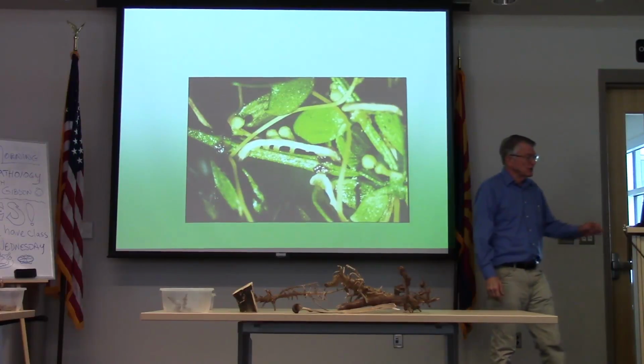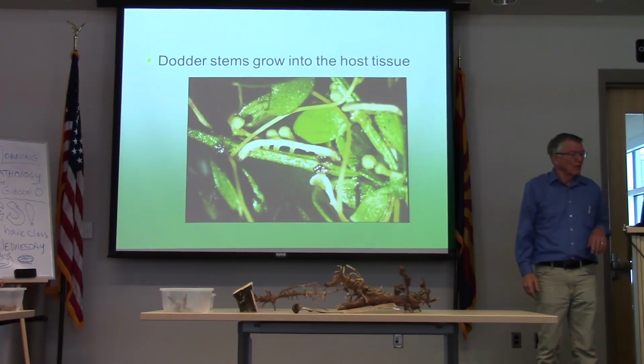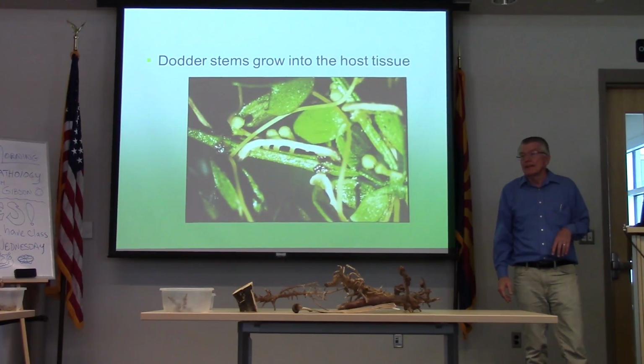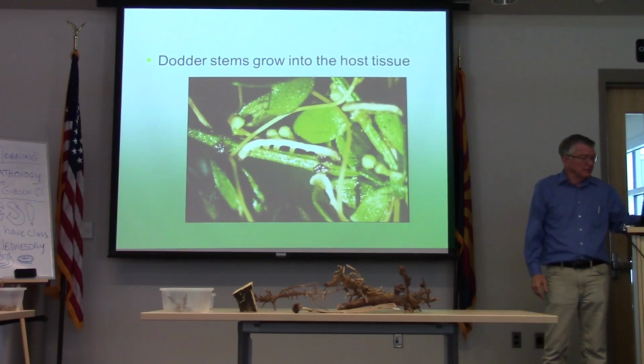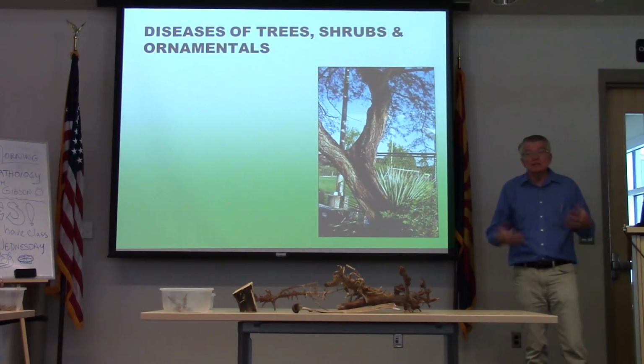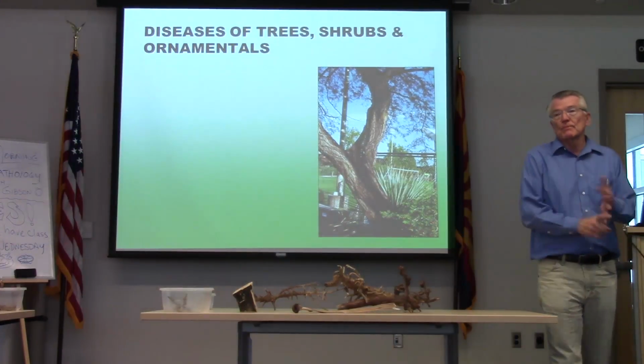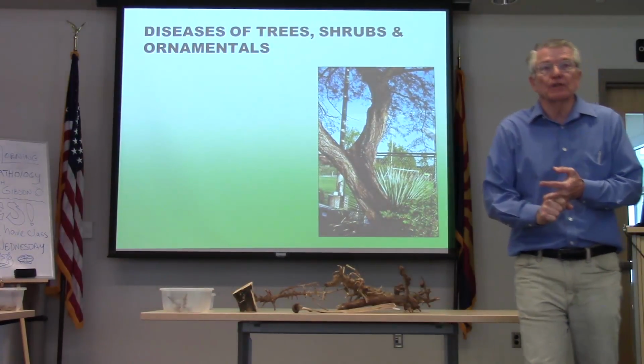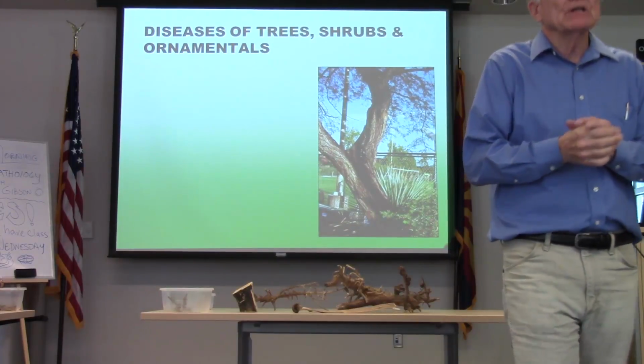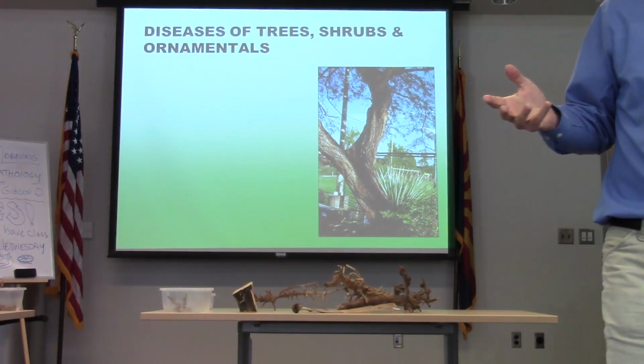The only solution that we've been able to find for dodder is to take out the host plant, just remove it. It's because it can infest so many different types of plants. So mistletoe and dodder are the two most common parasitic plants that we deal with in the landscapes.